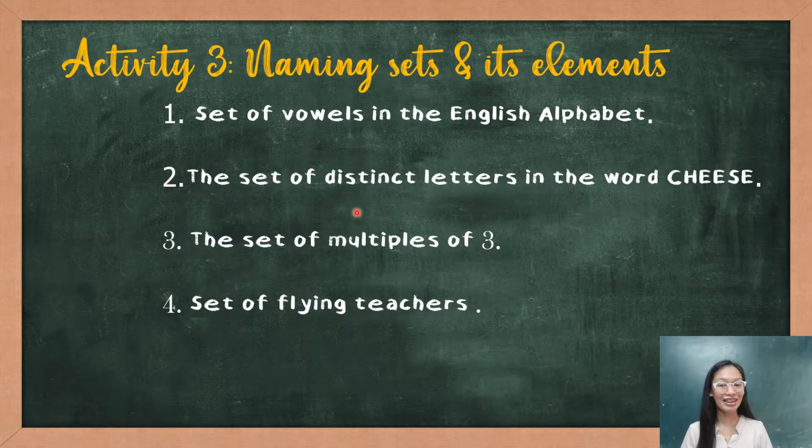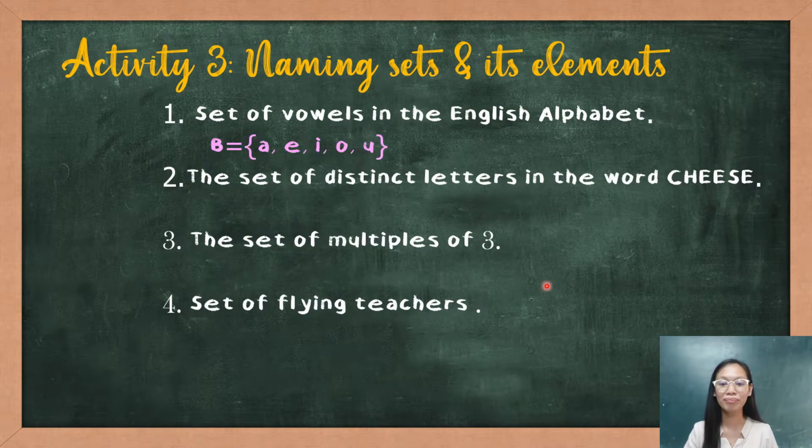Alright, it is now time to reveal the answers. On number 1, the set of vowels in the English alphabet. So we have our set B equal to its elements A, E, I, O, and U. Number 2, the set of distinct letters in the word cheese.